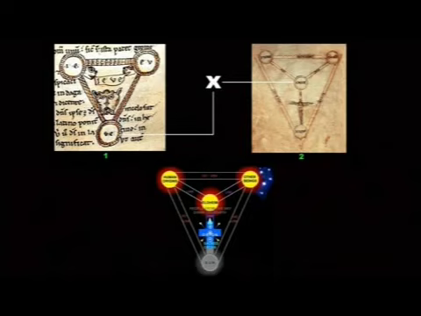To the center of the diagram, you'll see an X. I believe that is the X that marks the spot. It is the bottom of the triangulation of stars. And I'm going to show you how I can prove these are three sun-like stars and that the Christ story is a part of it.